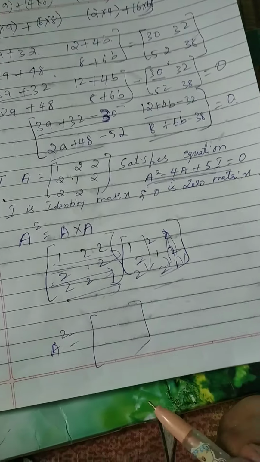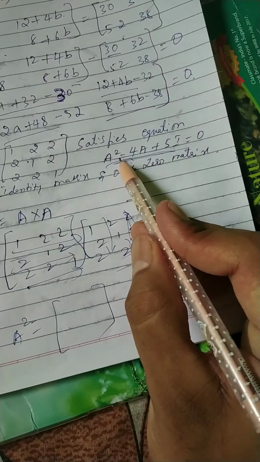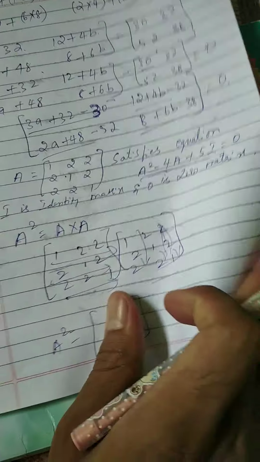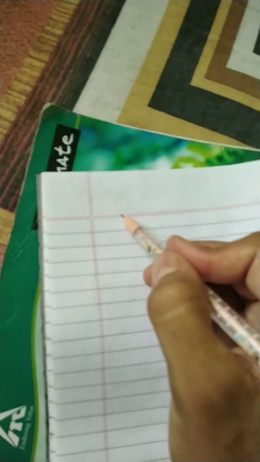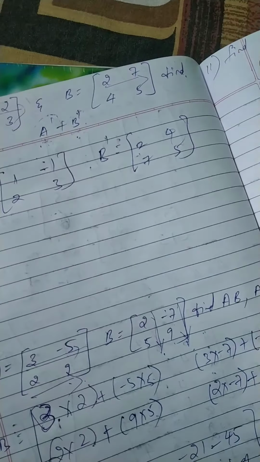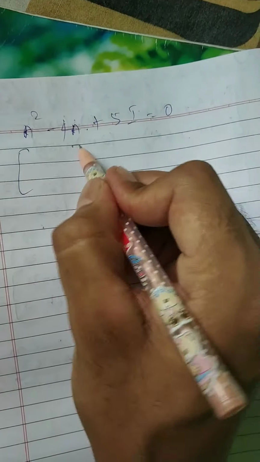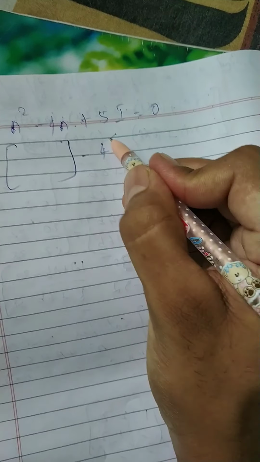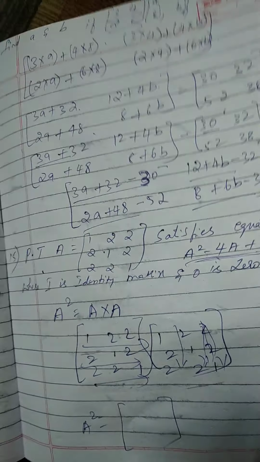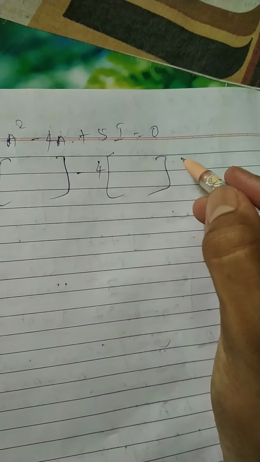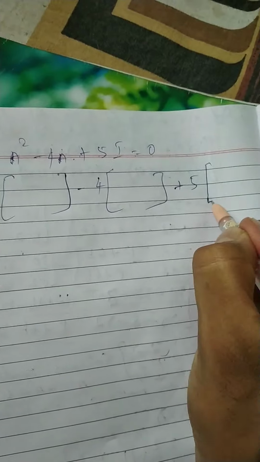So once you solve this, you'll get some A square matrix. Okay, done. Then take this equation completely. What is that equation? It is A square minus 4A plus 5I is equal to 0. So you will get some matrix here, A square, and minus 4A matrix we already know, we have seen here, 1 2 2, 2 1 2, and then plus 5 into I.